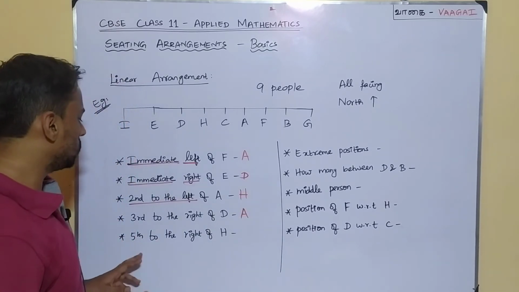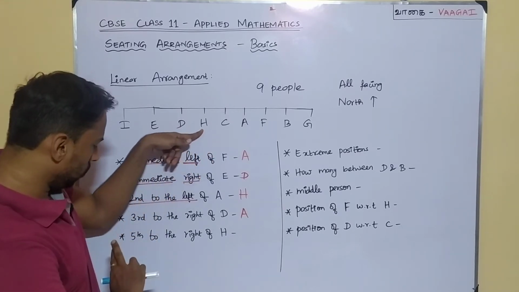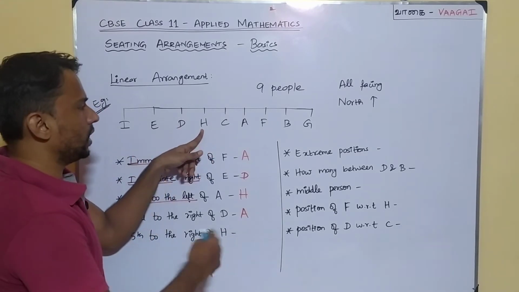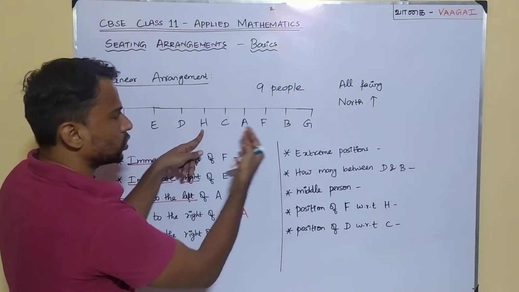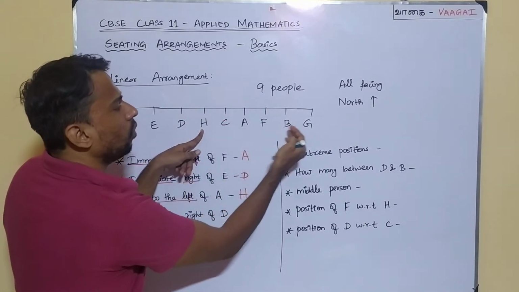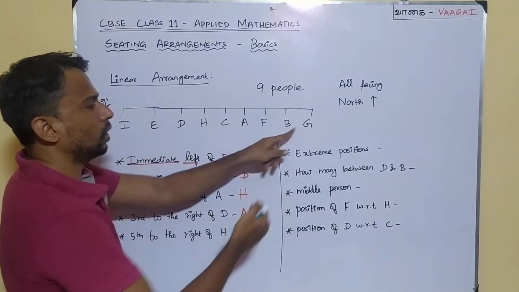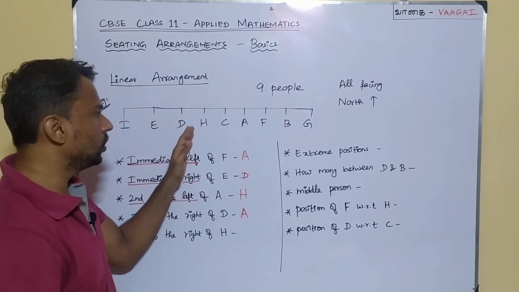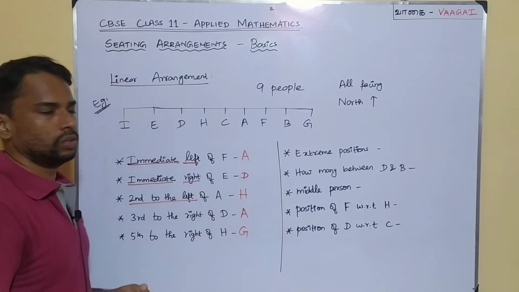And next, who is sitting fifth to the right of H? So come to H, and we have to move fifth to the right-hand side of H. H is here, and the right-hand side of H will be this side. So 1, 2, 3, 4, 5. They're asking fifth, so we have to move 1, 2, 3, 4, 5. That means we are getting G. So G is sitting fifth to the right of H. G is the answer for this question.